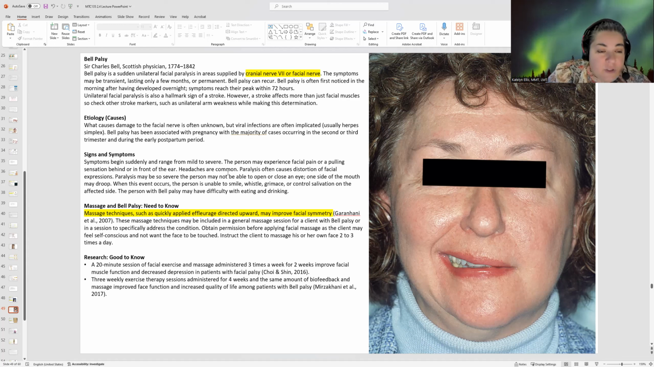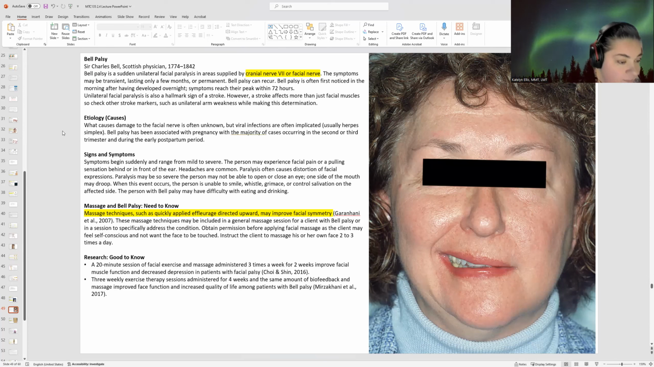Symptoms can be mild to severe. Sometimes people are unable to smile, whistle, grimace, or control salivation. If you have someone with Bell palsy, again, my little washcloth suggestion, towel on the floor for drooling. They may not be able to help that at all on the affected side. They may also have problems with eating and drinking because they'll be unable to close the mouth on that side.